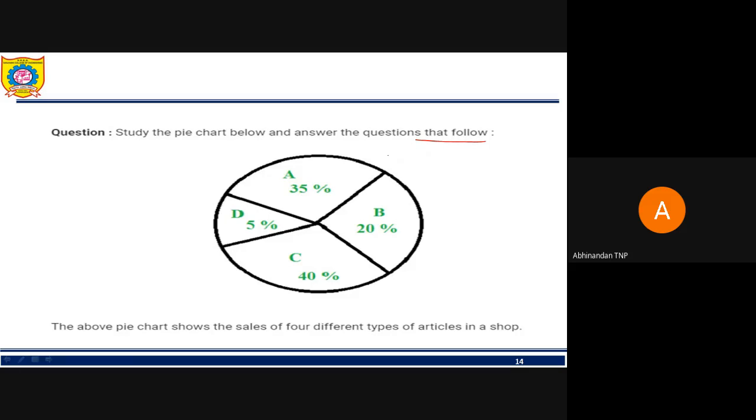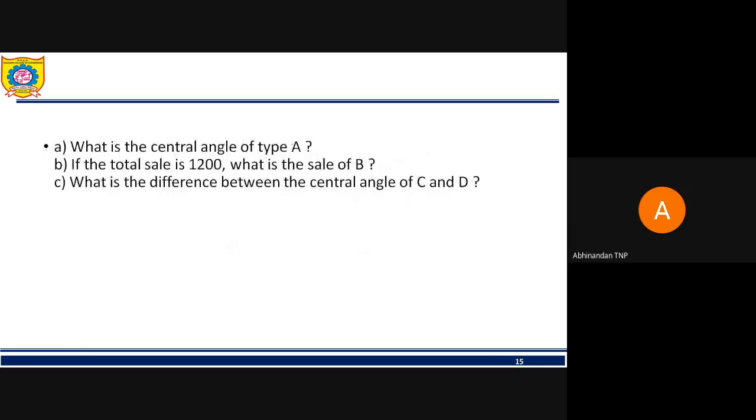So A has got 35%, B has got 20%, C has got 40%, and D has got 5%. The total percentage is 100. Now you have to observe this and find out the answers to the following questions. What is the central angle of the type A? Angle is asked. Okay, so this is A.